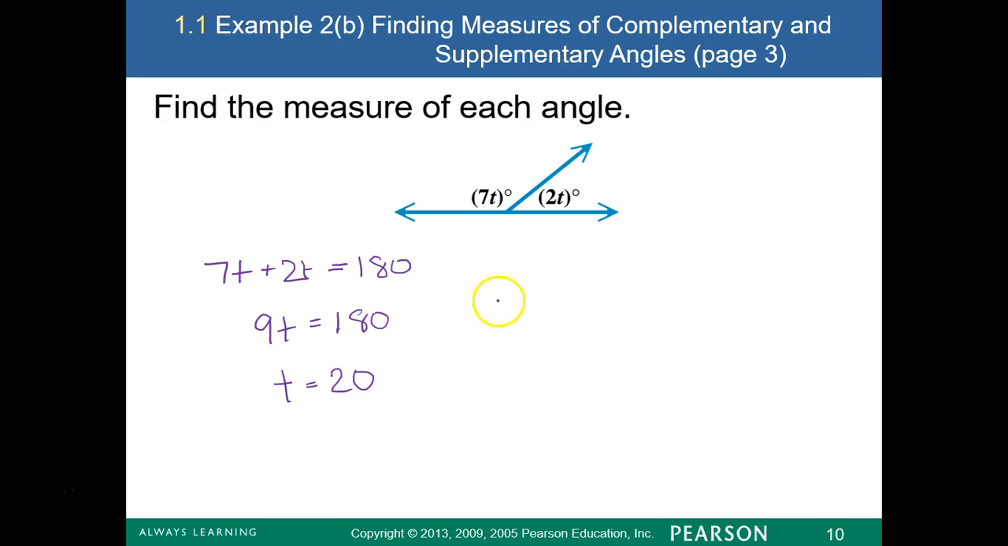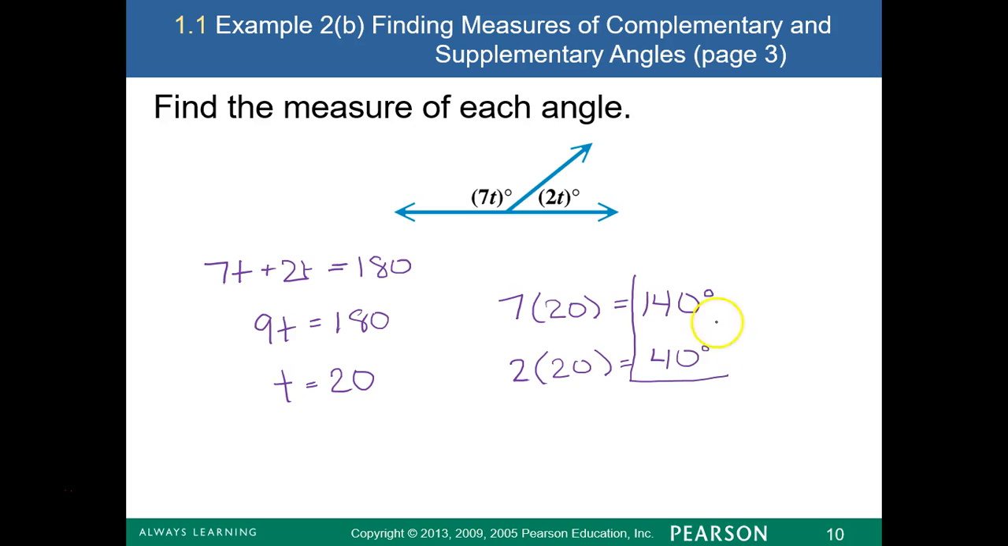Now again, just like the last one, plug t back in for each of your angle measurements, and here's what you're going to get. 7 times 20, one of the angle measurements is 140 degrees, and then 2 times 20, the other angle measurement is 40 degrees. So these two angles that you end up solving for should add up to 180 degrees.